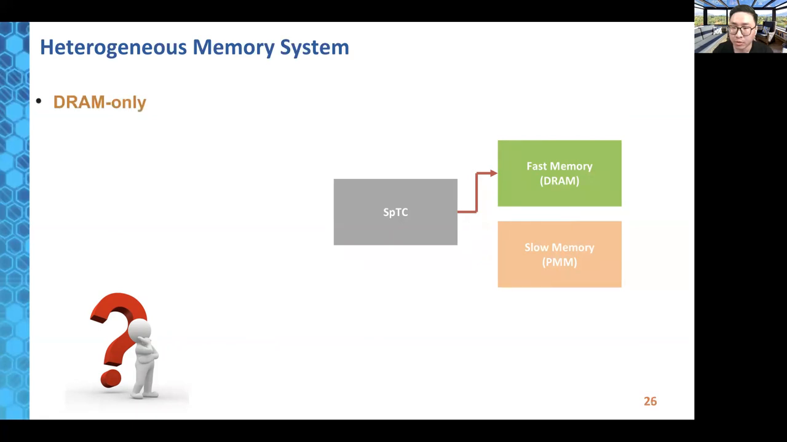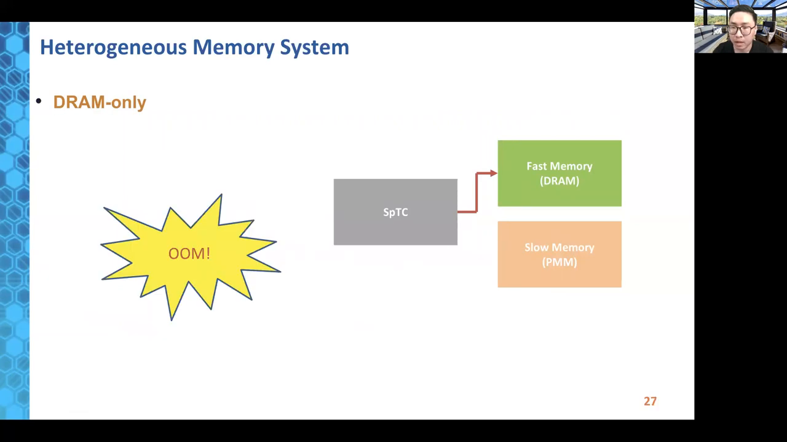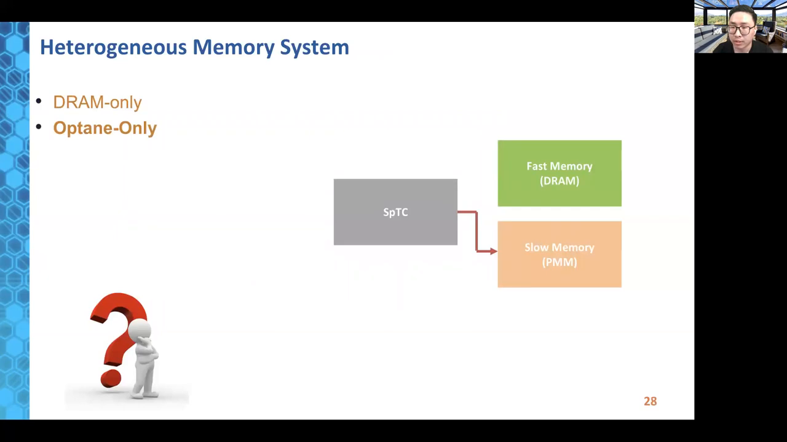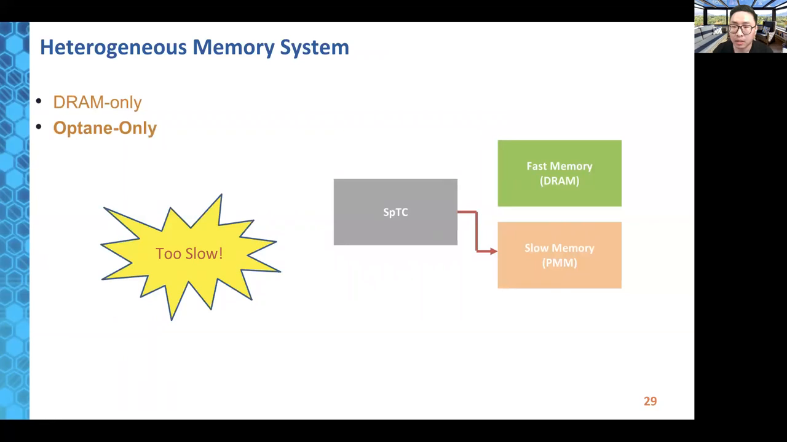The first natural solution is to deploy the whole computation on DRAM. We call it DRAM only. This approach can achieve the optimal performance. However, this approach has a big problem in which the computation easily runs out of memory, and the program crashes. The second natural approach is to deploy the whole computation on PIM, namely PIM only. However, this approach is too slow.